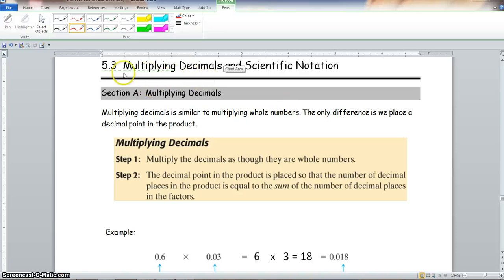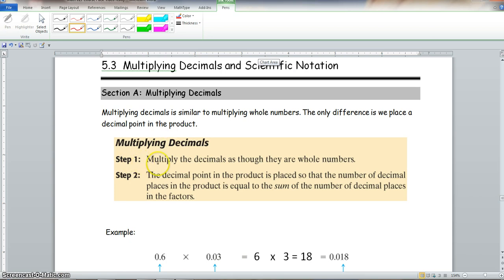Okay, class, we're starting on section 5.3, multiplying decimals and scientific notation. Now, section A, multiplying decimals. Multiplying decimals is similar to multiplying whole numbers. The only difference is we place a decimal point in the product.